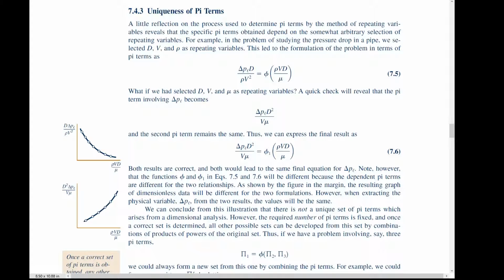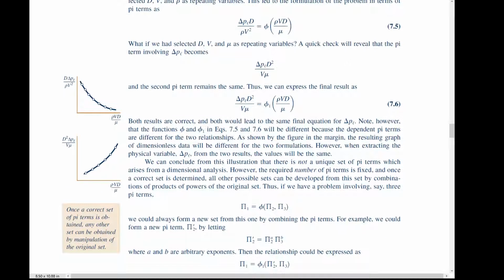What if we had selected d, v, and mu as repeating variables? A quick check will reveal that the pi term involving delta p sub L becomes delta p sub L d squared over v mu, and the second pi term remains the same. Thus, we can express the final result as delta p sub L d squared over v mu equals phi 1 times rho vd over mu.